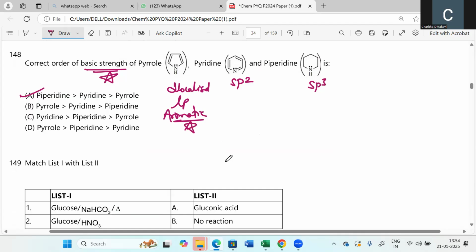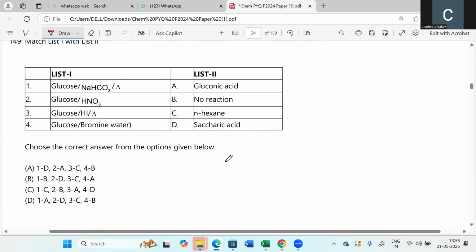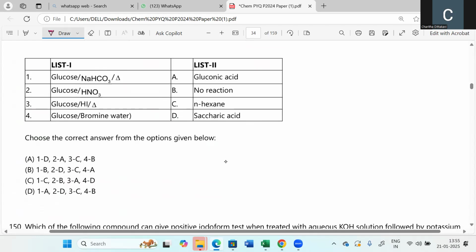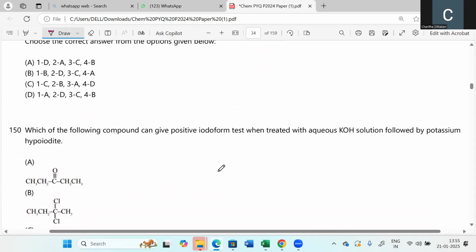All right. Next. Match the list with here, 149. You have glucose with NaHCO3. You would have no reaction. Sodium bicarbonate with glucose will show no reaction at all. And glucose with HNO3 will give saccharic acid. Then glucose with HI will give n-hexane, and glucose with bromine water will give gluconic acid. These are your reactions directly with glucose, biomolecules chapter, direct attack.